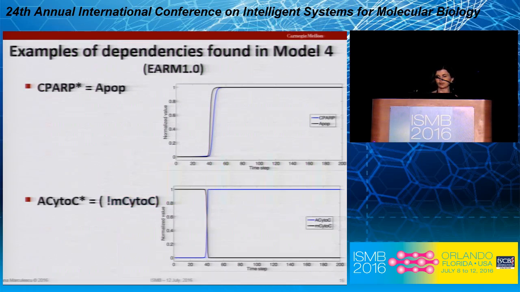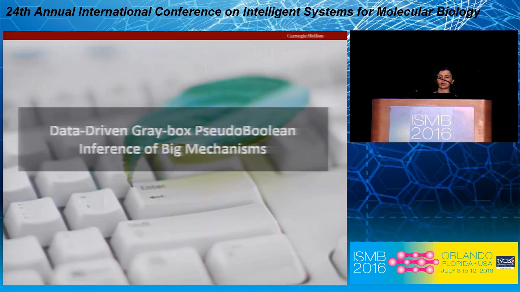The kinds of things we can find are, for example, dependencies between cell death and the cleaved version of poly-ADP ribose polymerase. And indeed, one increases with cell death. And in the other case, for example, the cytochrome C turns into the mitochondrial version turns into the cytosol version. And this is why one turns low while the other one goes high. So these are confirming existing knowledge.